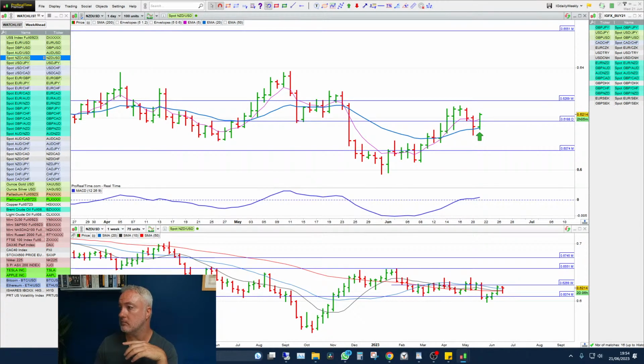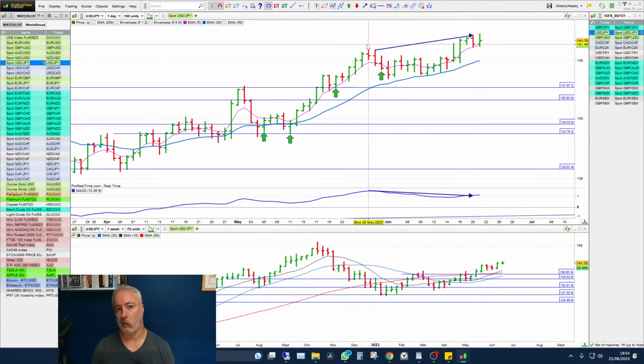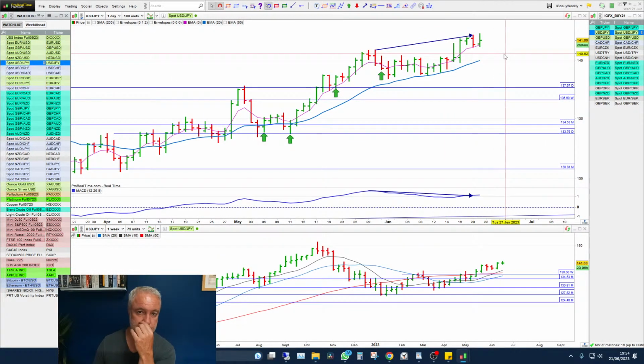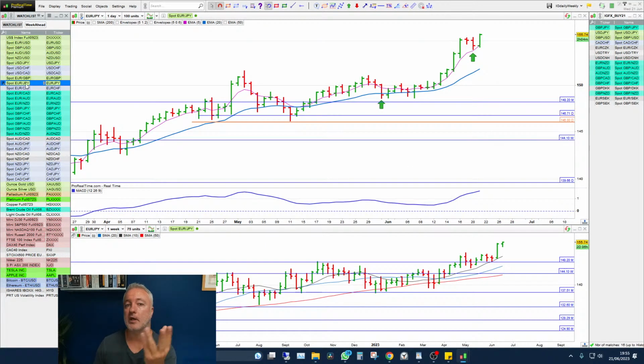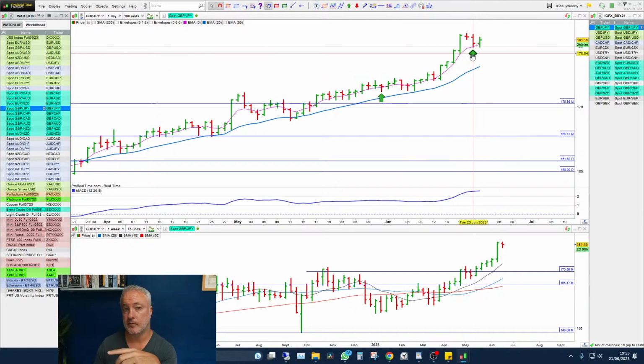So, Kiwi dollar. I really like that. Dollar yen. Looks like it wants to keep going. That's okay. All the yen pairs. Let's do all the yen pairs together. Euro yen's gone. I said this might happen yesterday. I'm not trying to be right about stuff. I would prefer a deeper pullback, but it's gone. That's good. I'm happy with that.